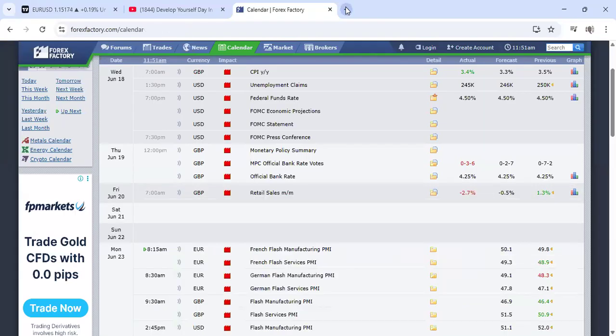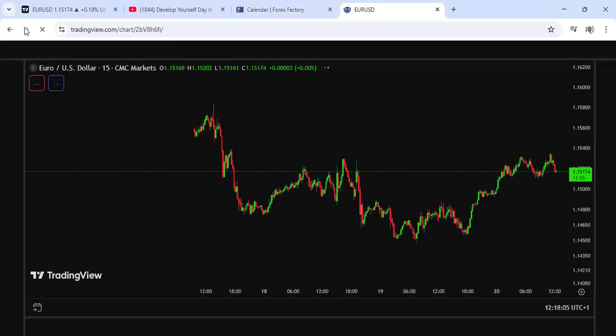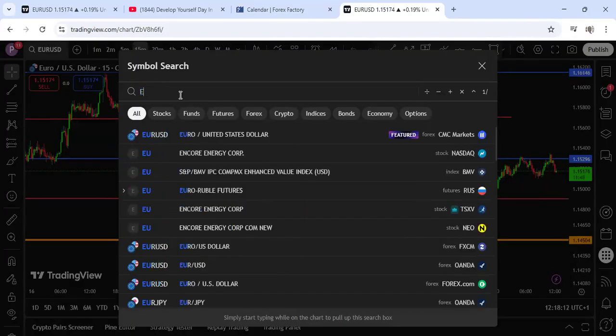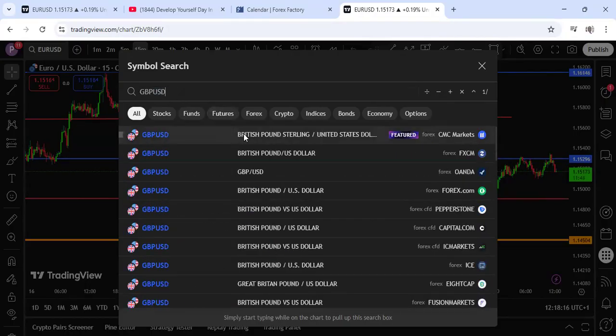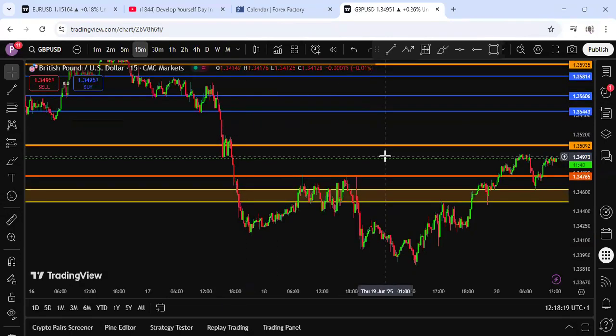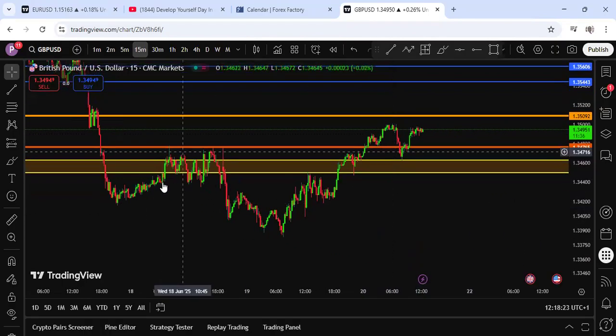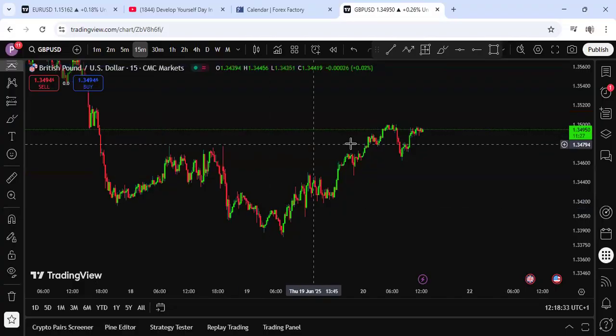So let's look at the GBP USD market and see what really happened. Let's analyze the GBP USD market and see how we can place a trade. So GBP USD. All right, I'm going to remove everything here. So this is GBP USD.